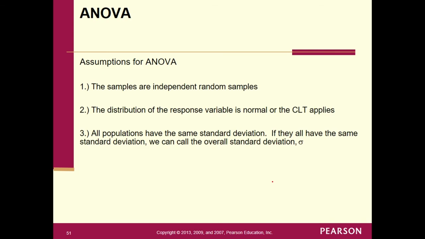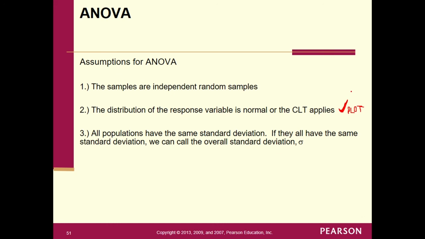The assumptions for ANOVA are the following. 1, the samples are independent random samples. We need independent, random samples. 2, the distribution of the response variable is normal, or the CLT applies. So you can't have extreme outliers in the data, and we should check for that with some plots. If you do an ANOVA for your project, in order to check this, you should take a look at at least one plot. Look at maybe 3 histograms, box plots, dot plots. And at least tell me if you think it's normal or not.